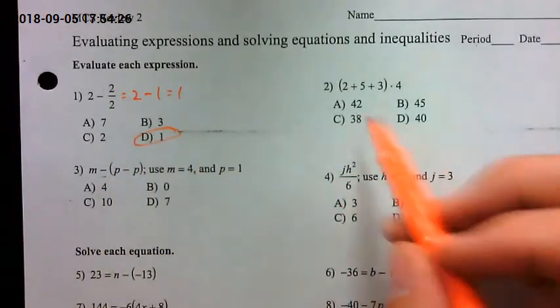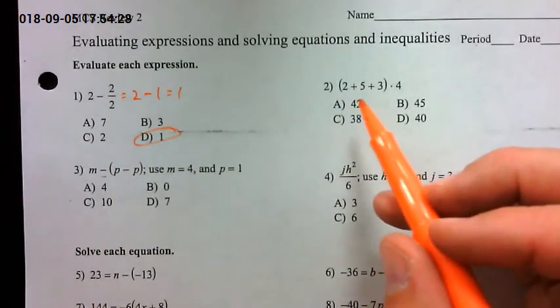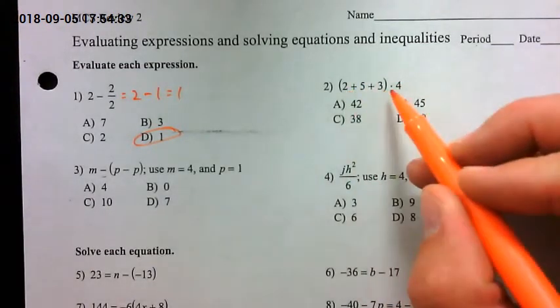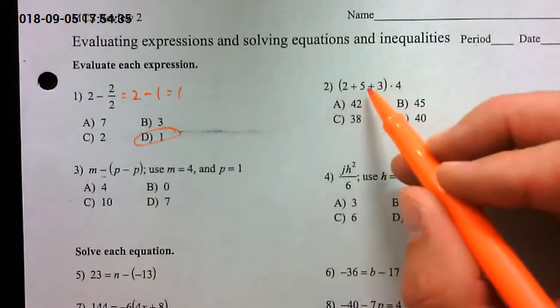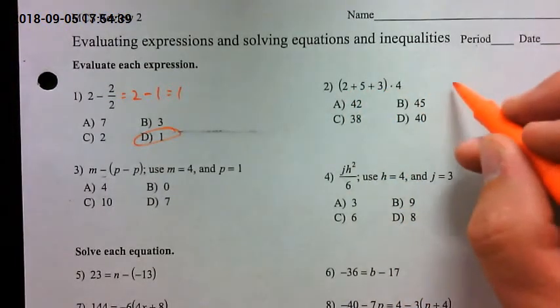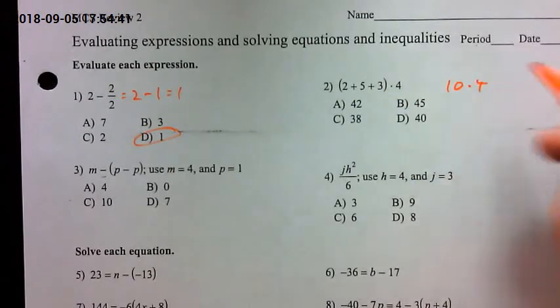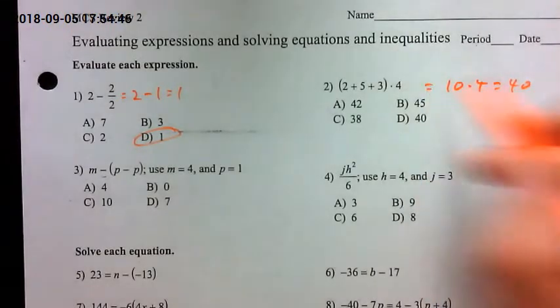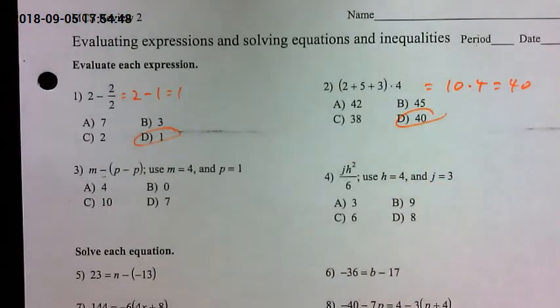On number 2, parentheses come first. We're following PEMDAS. So parentheses, we're adding all these together. 2 plus 5 is 7. 7 plus 3 is 10. So we get 10. And we have times 4 still. So 10 times 4 is 40. So our final answer there is also D.